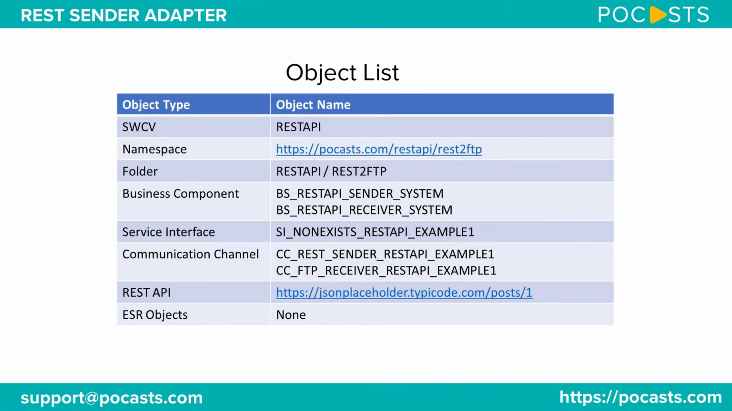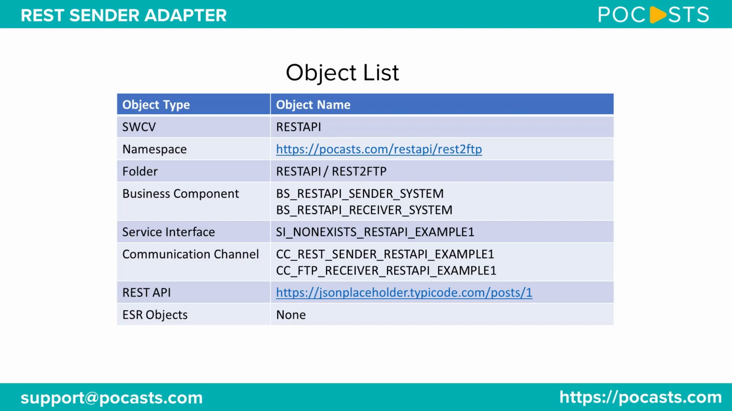So here is the object list defining all the objects that we'll develop in this interface. One thing to note, I have also developed a software component and a namespace, but as I have said, there are no ESR objects, but I'll still create this software component so that you know the steps, just as a refresher of how to create a product and a software component in the SLD, and then how to import them in the ESR. If you want to enhance this interface by creating objects in the ESR, then these steps will help you organize your objects inside the software component. The software component I'll call REST API. The namespace will use pocast.com, then the software component name, and the interface name.